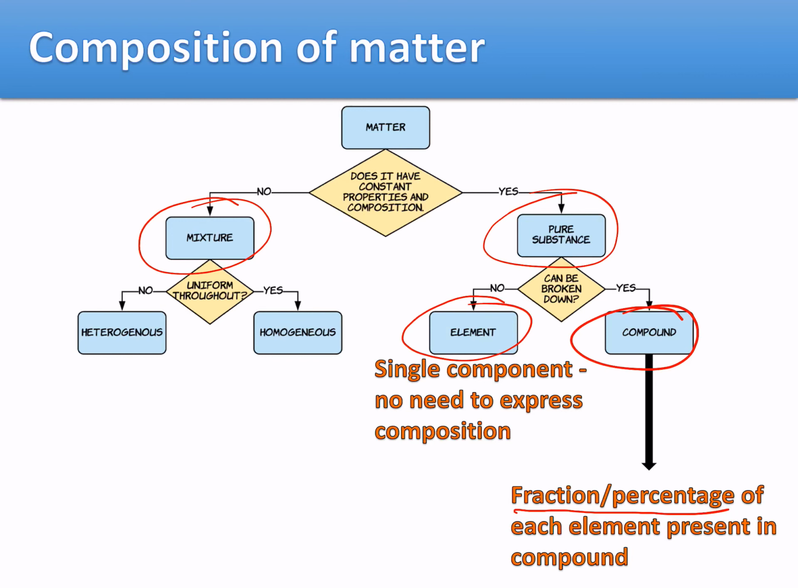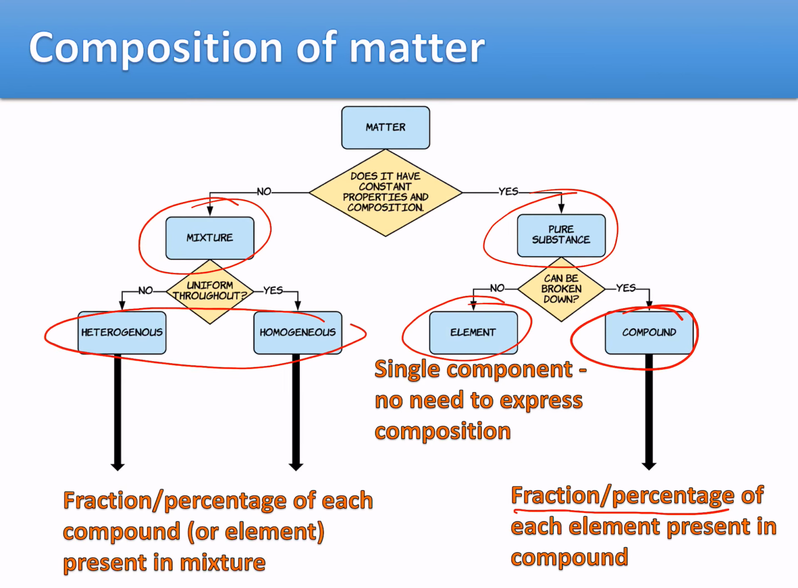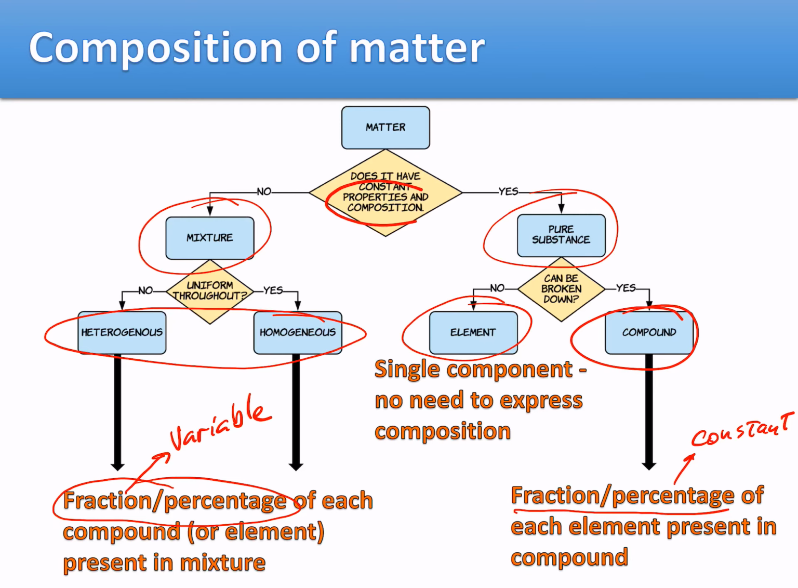And actually you can do exactly the same thing for mixtures. You can also express the content of each component based on a fraction or a percentage of each component in the mixture. The difference between those two, because they sound like the same thing, is that when you're referring to a compound, this fraction, this percentage, is constant. And when you refer to a mixture, that fraction or that percentage is variable. That goes along with the concept of constant composition or properties for a compound versus a mixture.